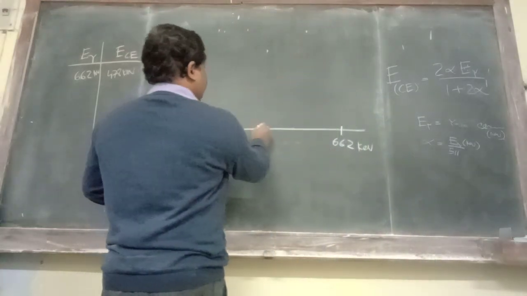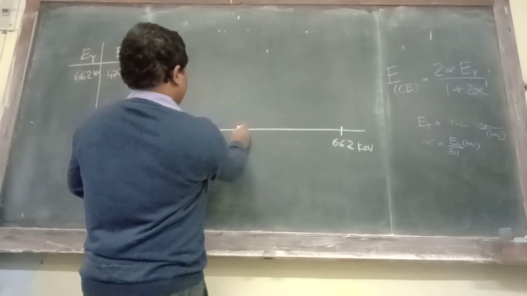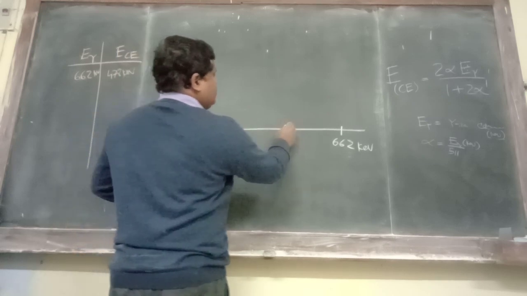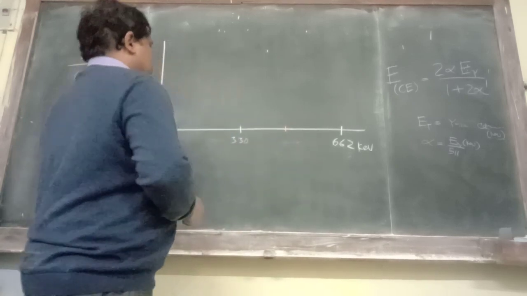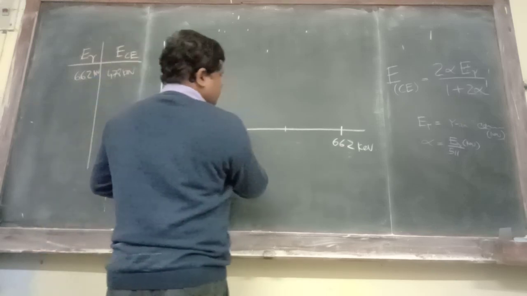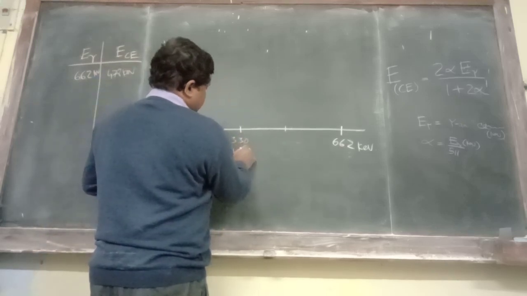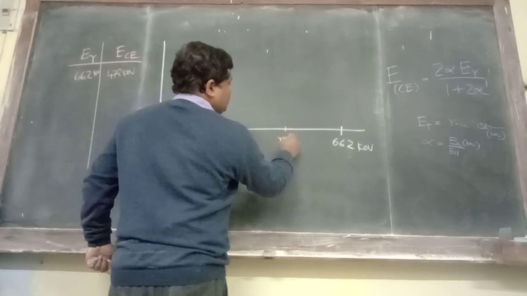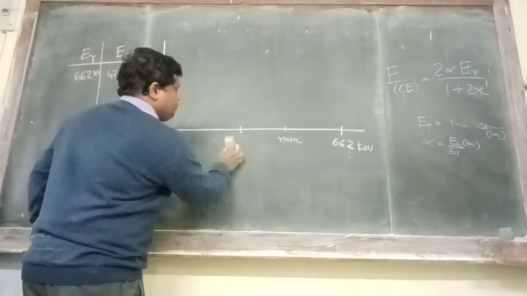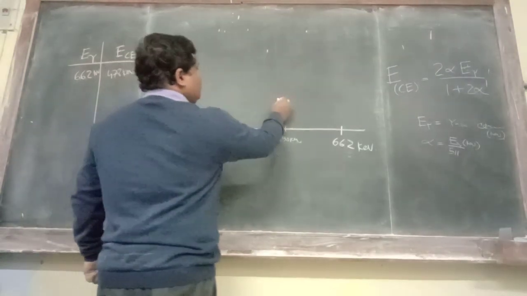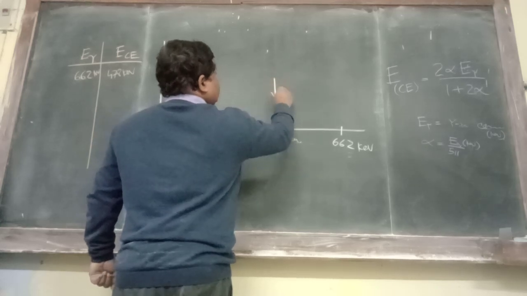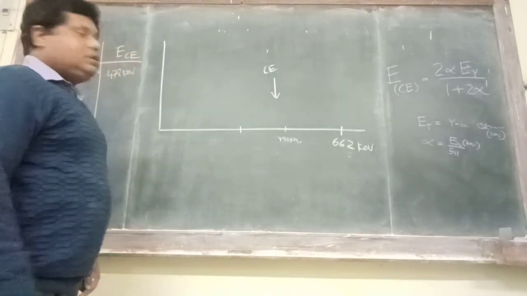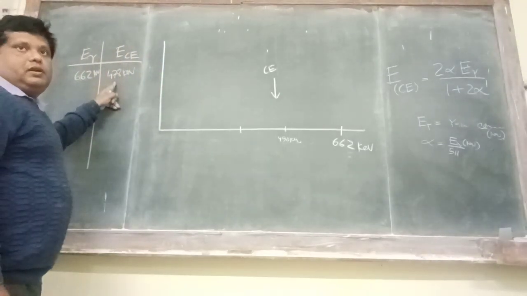So this means that here somewhere, this is 662, then this is approximately 360, and how much is this? Approximately 330 plus 160, so this is approximately 490 keV. So this is the Compton Edge, 478 keV.